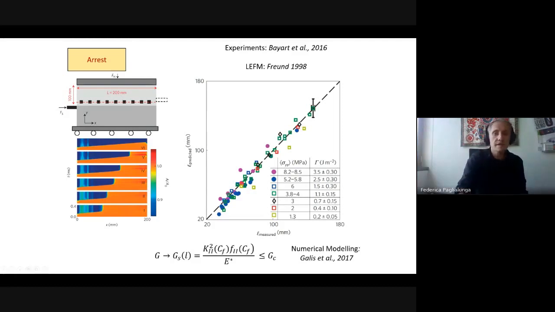And using linear elastic fracture mechanics, you can see also on the right panel that they were able to predict the rupture lengths that happened in the experiments. And this also used linear elastic fracture mechanics and the energy release rate they were able to invert during the experiments, as well as the initial fracture energy of the experimental fault.